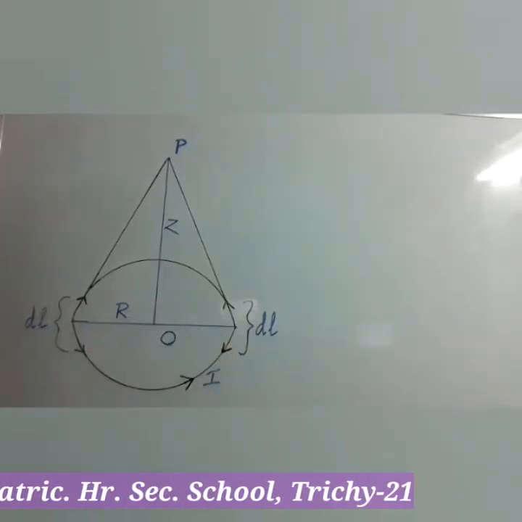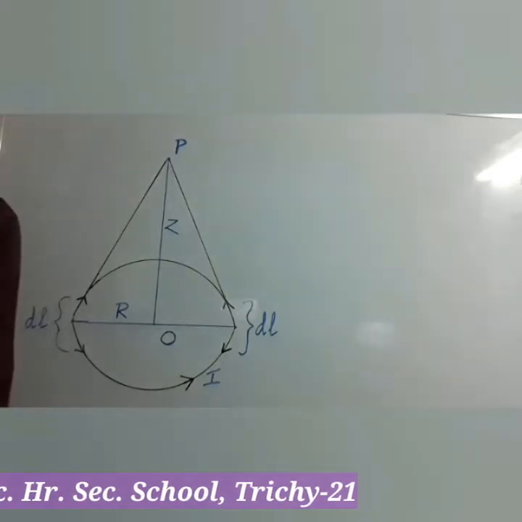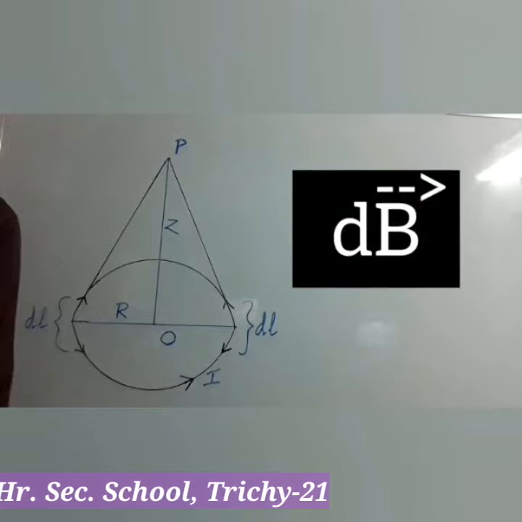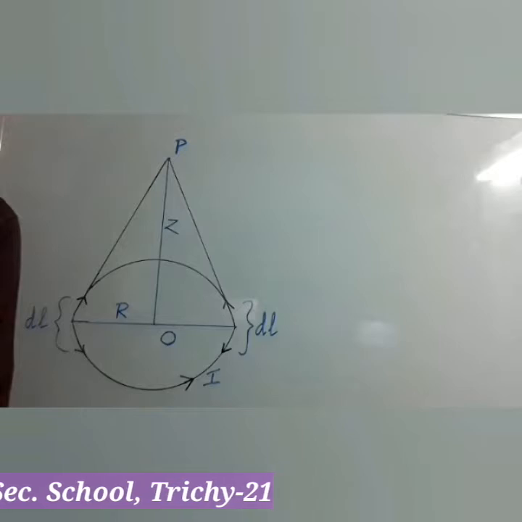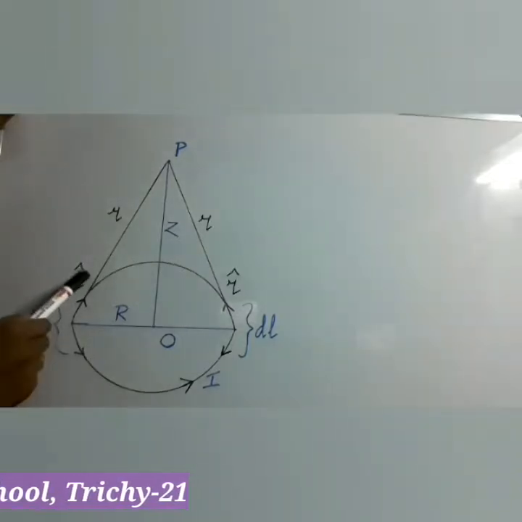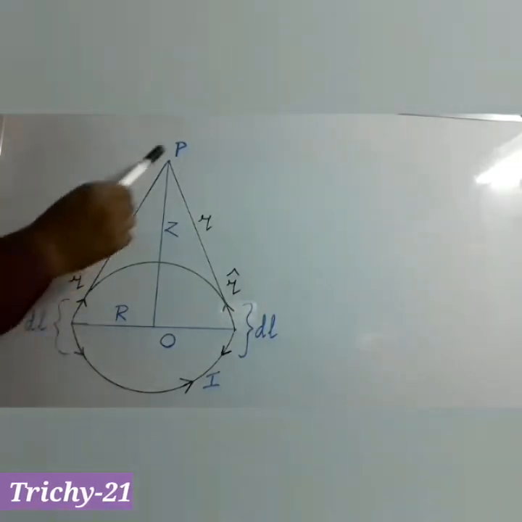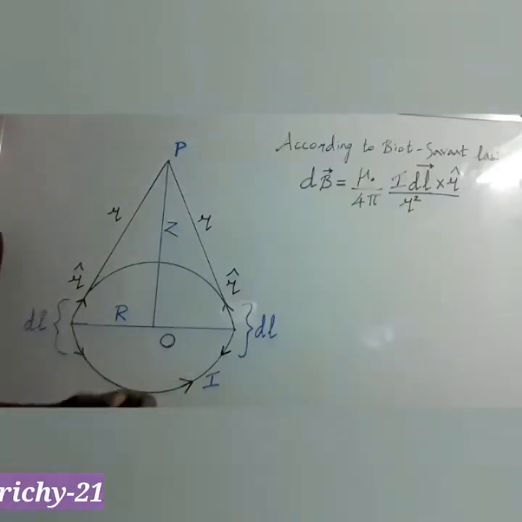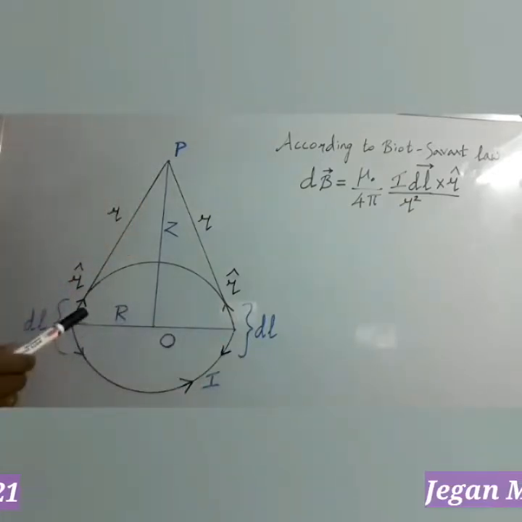Now, using the Biot-Savart law, we can find the magnetic field at the point P due to these two line elements, that is dB. By integrating that value, we can find the magnetic field produced by this circular coil. As per the Biot-Savart law, let R vector be the vector joining the current element Idl at C and the point P. Now we are going to use the Biot-Savart law to find the magnetic field at point P due to the current element at C.